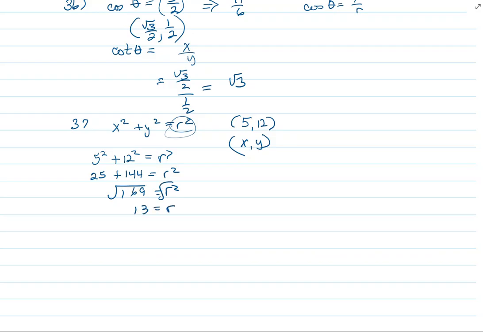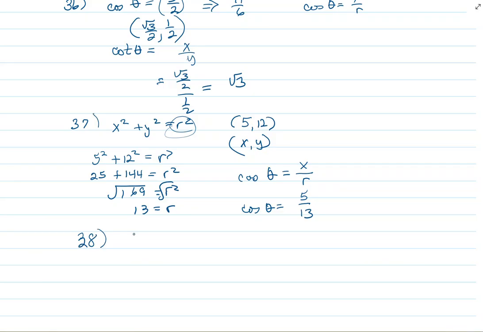13 equals r. So we know, because they're positive, they are in that first quadrant, and they want cosine of theta, and we know cosine of theta is x over r. Therefore, cosine of theta is 5 over 13. You knew that. Yeah, it's been a while, but you know that.